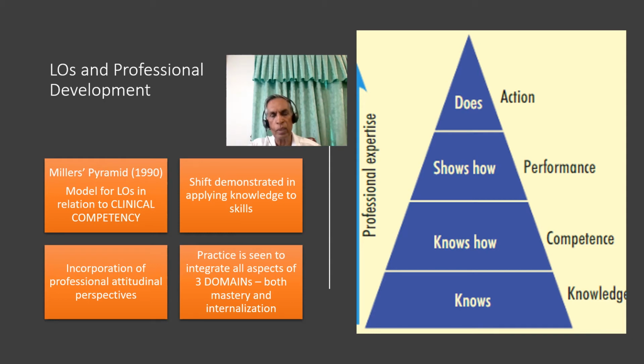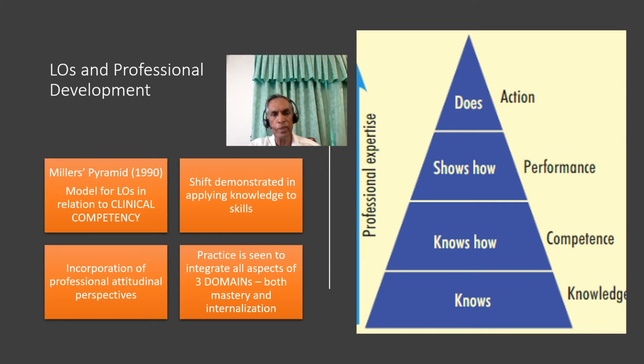Then we have to work on learning objectives that show knows how. And this shift then will move on to being able to do those procedures that he has learned. And so we move to performance or shows how, and eventually he does it, that's the action, and probably will reflect on the learning outcome.